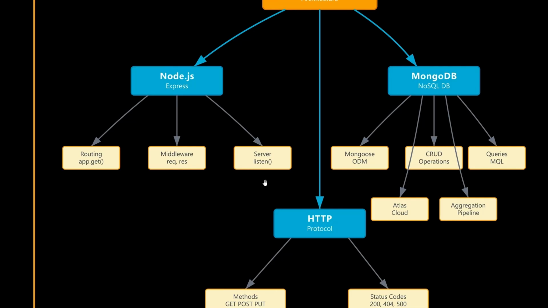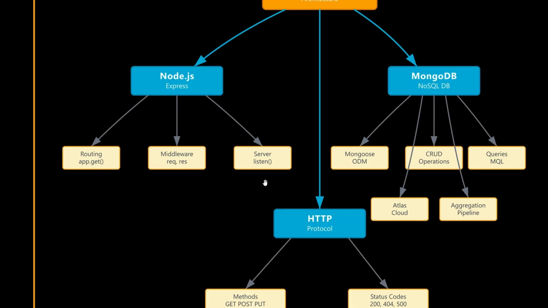Mongoose is an ODM, which means Object Data Modeling library. It provides us a schema-based solution for MongoDB. We can define schemas to enforce structure on documents, validate data, and create relationships between different types of data. It makes working with MongoDB much easier and safer.